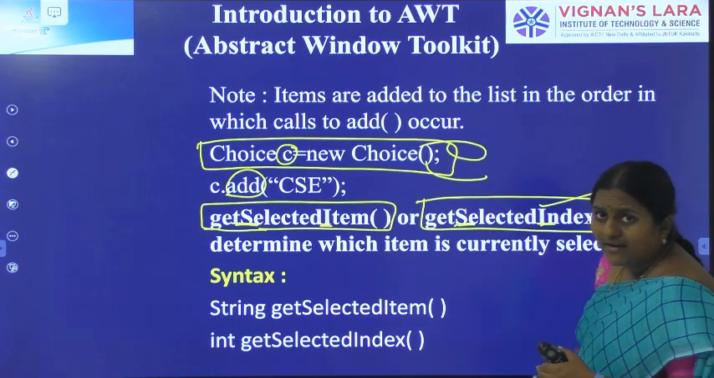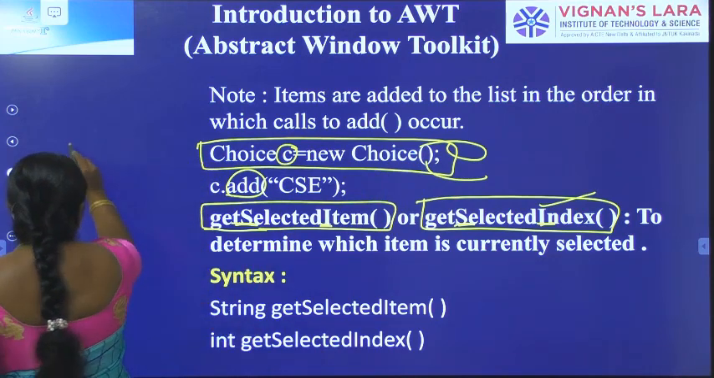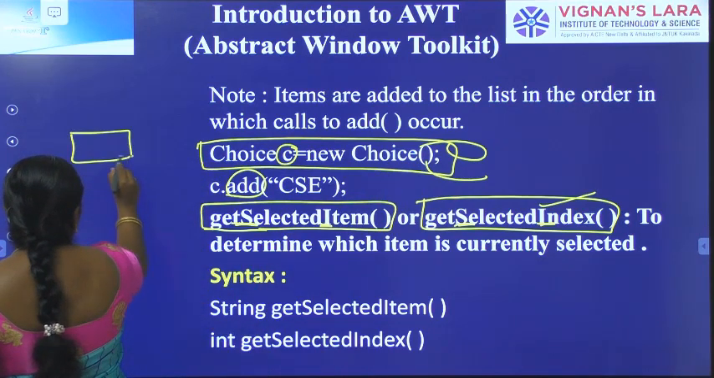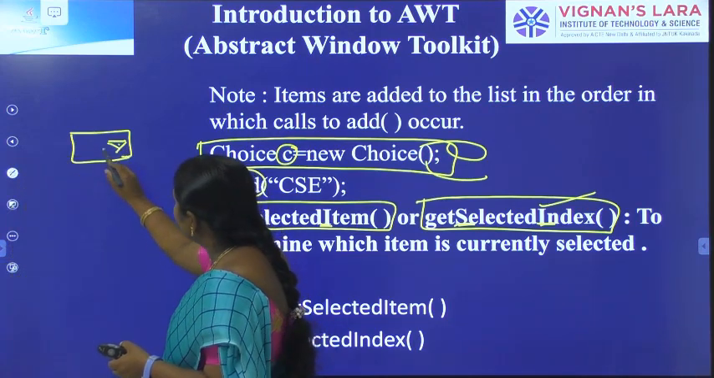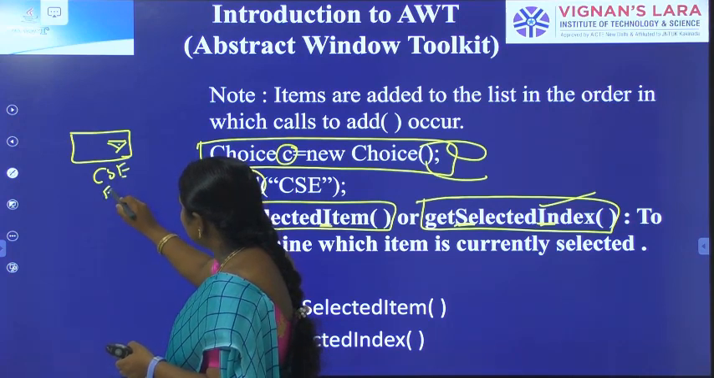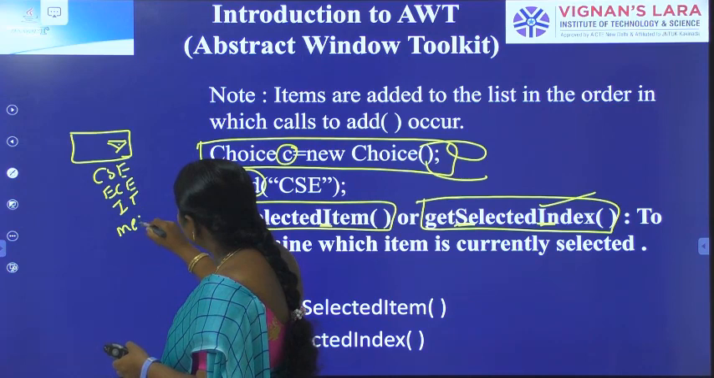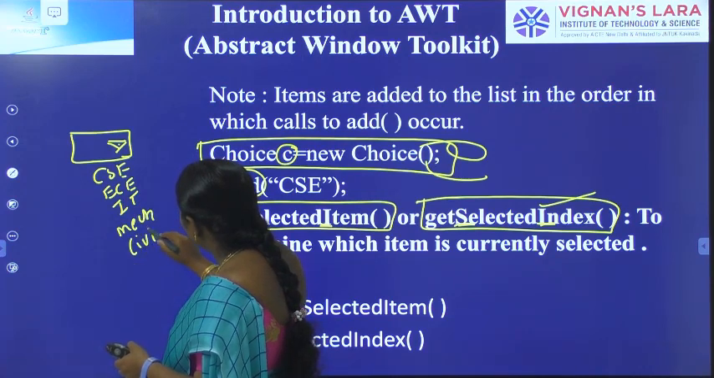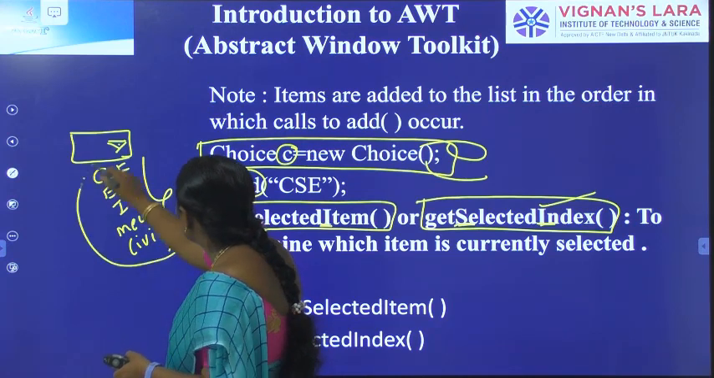So in the list, a number of items are there. Suppose branches are in the list, and whenever we click this one, the items appear. Suppose CSE, CE, IT, mechanical, civil. Next, a number of branches are available in the list.